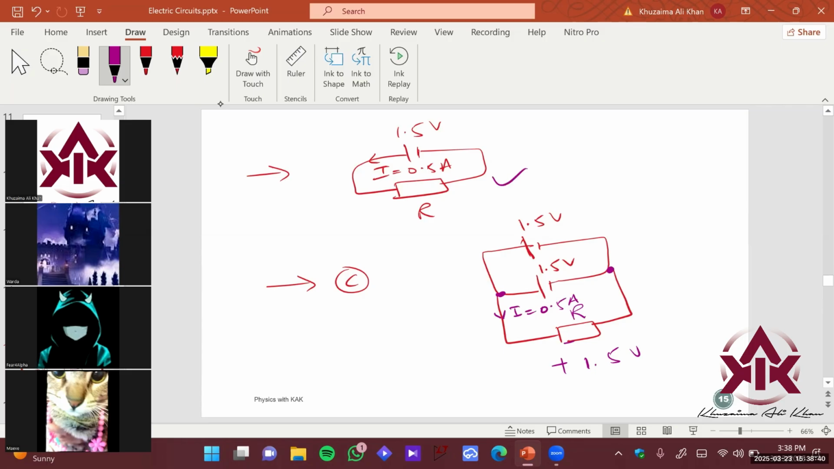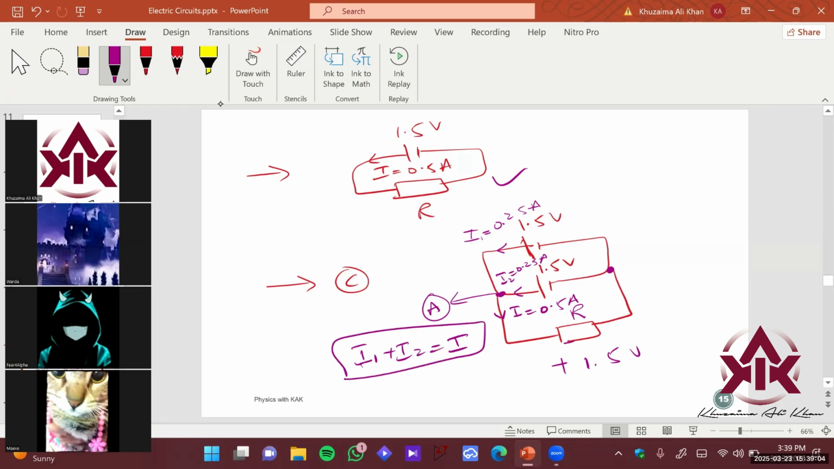But if you have two cells in parallel, this leads to division of current. Now this cell would be providing 0.25 amperes, and this cell would be providing 0.25 amperes also. Because of KCL, at node A, the equation becomes I1 plus I2 equals I, right? So the current required is now shared by the two cells. Therefore, these cells would last longer as compared to a single cell giving 0.5 amperes. So this is the benefit of having cells in parallel over here.